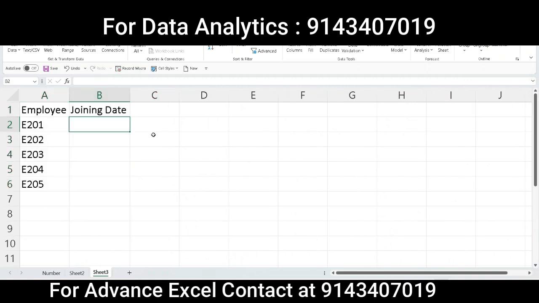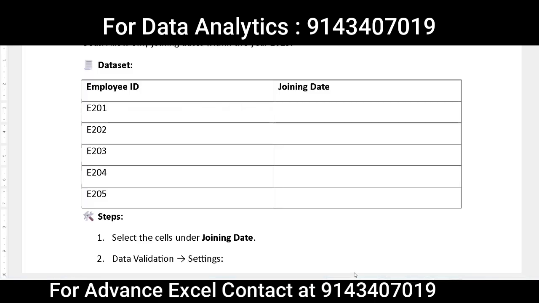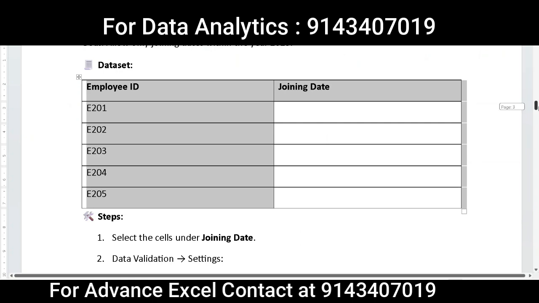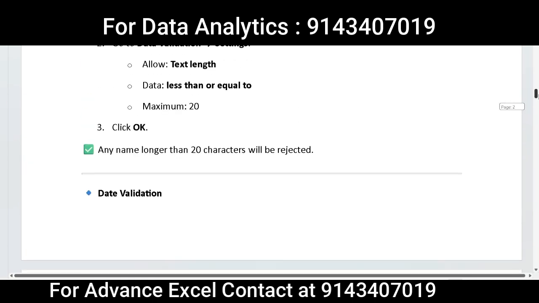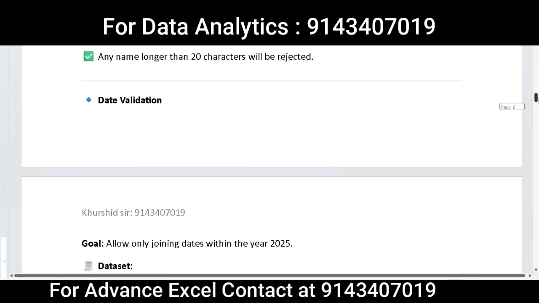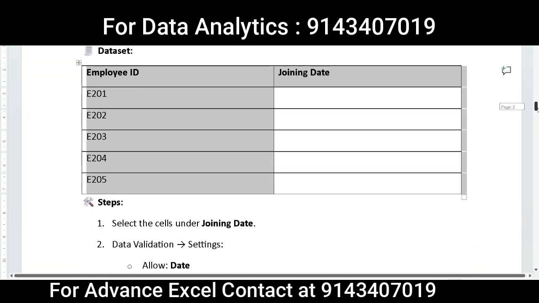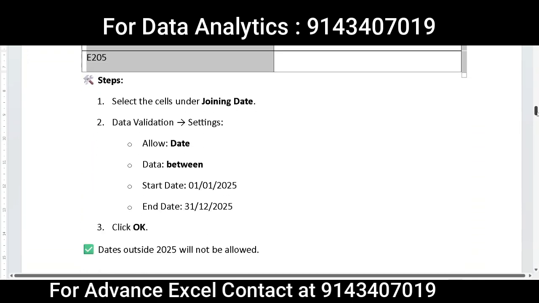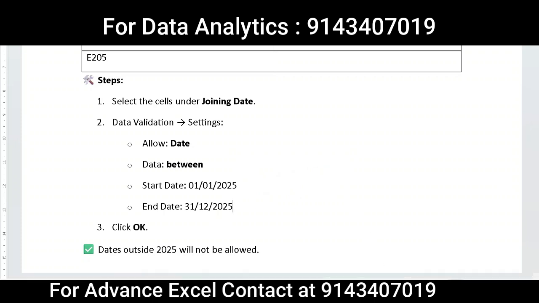Now I want the date to be within this range: within 1st January 2025 to the 31st December 2025. This is the starting date, this is the ending date. Apart from that, if the user by mistake enters a date outside it, it will give an error. Let's see how we will do that.